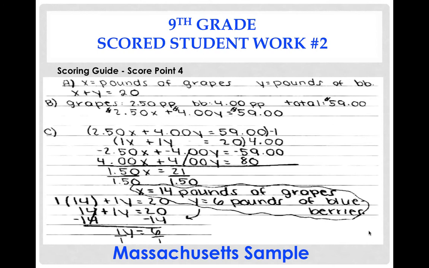Now, this student took a different approach for part C when they had to find the number of pounds for grapes and for blueberries. So they used the system 2.50x plus 4y equals 59. And what they chose to do is to multiply the first equation throughout by negative 1, because the student chose to eliminate the y variable instead of the x variable.